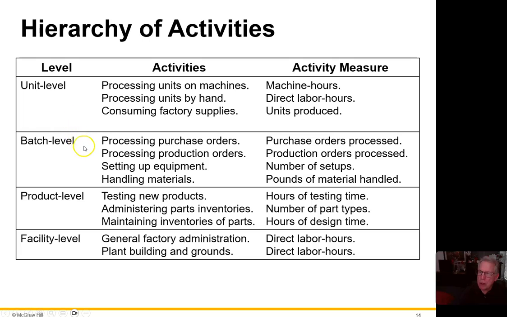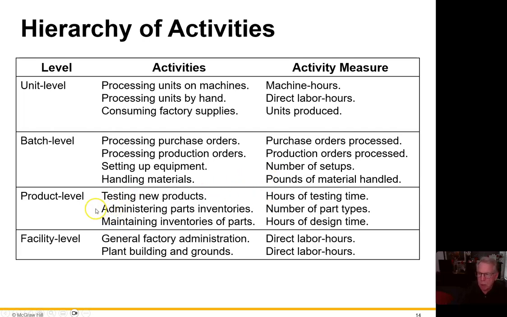Okay, so if I move from unit level to batch level here, we're going to look at processing purchase orders. Processing purchase orders takes a little time. They are sometimes very complex. So we can look at the number of purchase orders processed and the cost associated with that and use that as an activity measure, the purchase order processed. Similarly, we can use the production orders. We can use setting up equipment. We can use the number of setups. If we handle materials, we can use the pounds of materials handled.